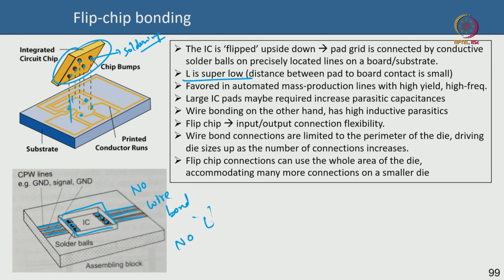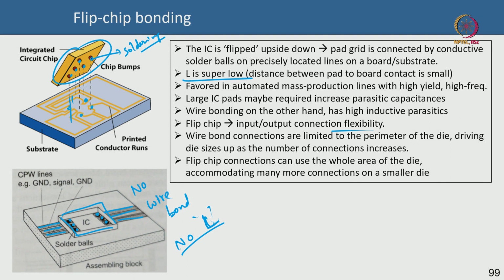Your inductance is super low because you just connect the pads directly to the printed board without having to wire bond out. Can you see the difference? Okay. And wire bonding introduces a large amount of inductance, we already discussed that. So flip chip gives you this flexibility, this compactness. It is a very compact thing, there are no hanging wires, there is no risk of wire detaching, there is no issue with large inductances coming from the wires.